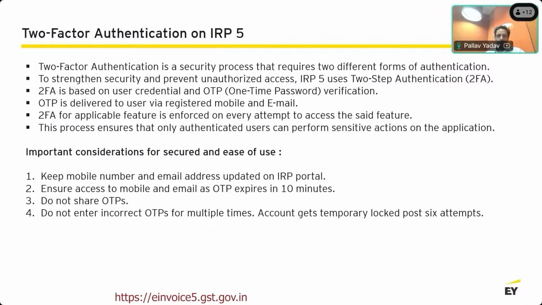The important considerations to ensure you are able to seamlessly use two-factor authentication at IRP 5 is that you keep your mobile number and email address updated at the IRP 5 portal. Please ensure that you have access to them when you are trying to log in. The OTP expires in 10 minutes. Do not enter incorrect OTPs for more than 6 trials, or your account may get temporarily locked out. And as a security measure, please do not create any auto forward or share your OTPs, to ensure the account is secure.